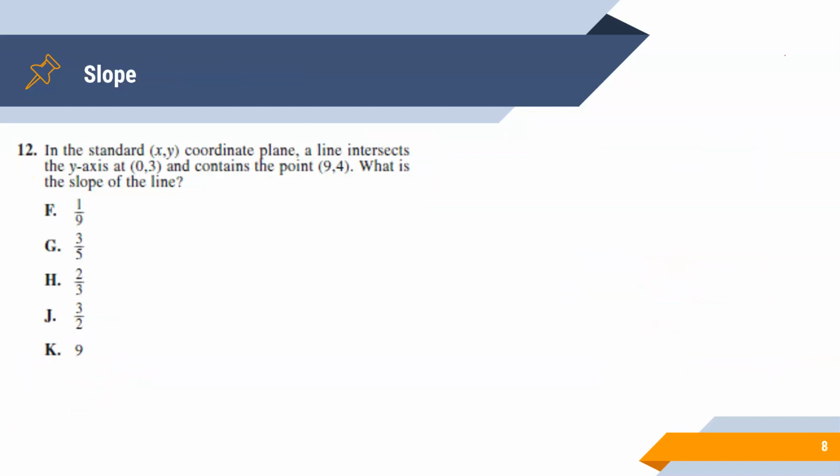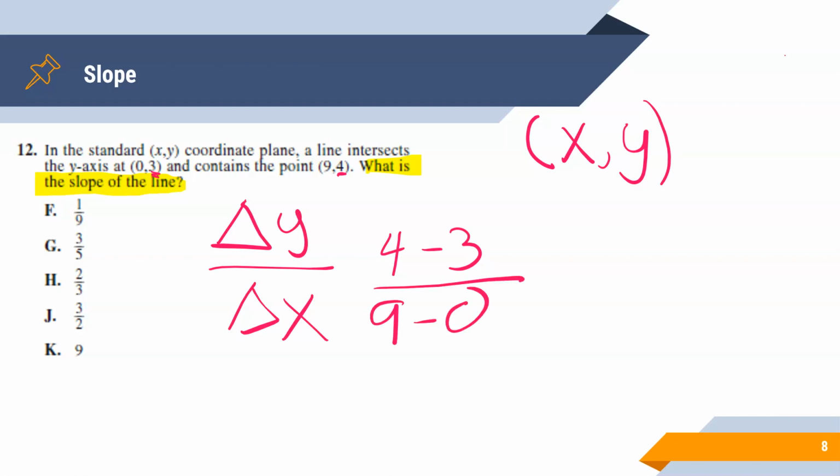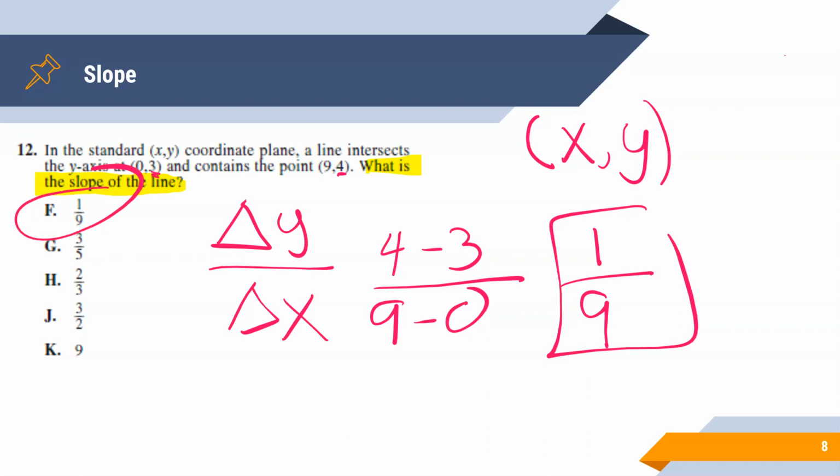This deals with slope. Question wants to know, again, here's our question mark. Go backwards. What is the slope of the line? So just remember, slope is the change in the y over the change in the x, right? So here's my two y values. 4 minus 3, right? Because don't points go x comma y, where y is the second number, and x is the first. So 4 minus 3, and then we'll have 9 minus 0. So 4 minus 3 is 1, 9 minus 0 is 9. We have 1/9, choice F.